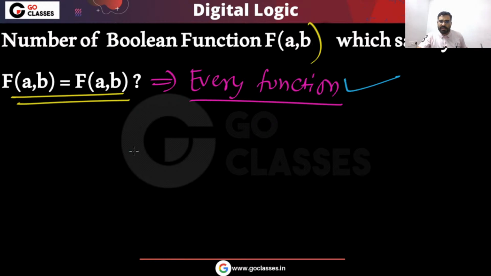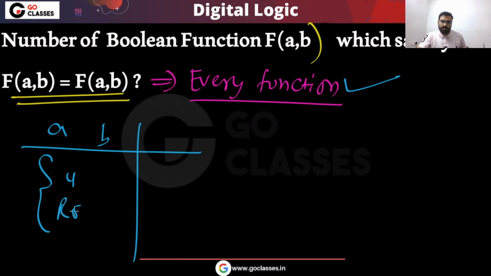And how many functions are there? You know, with two variables there will be four rows. There will be four rows, and for each row, you have two choices.